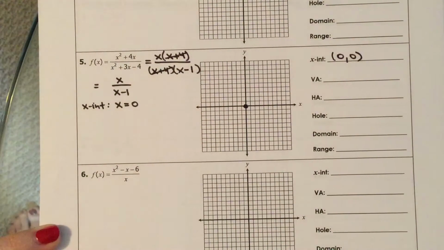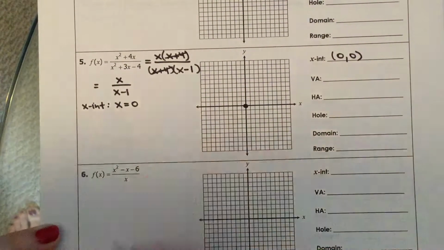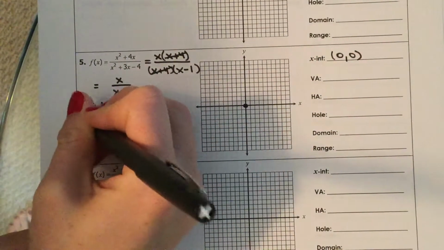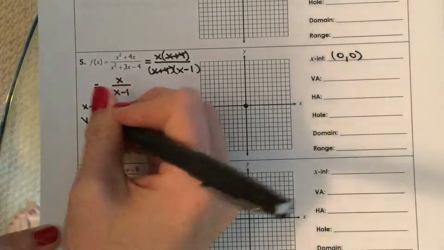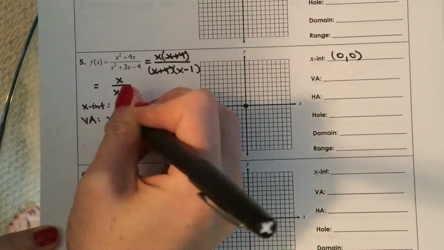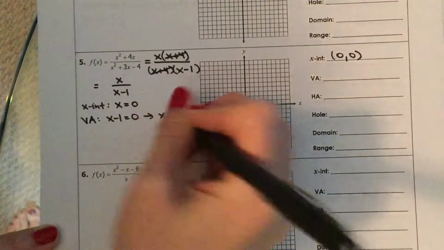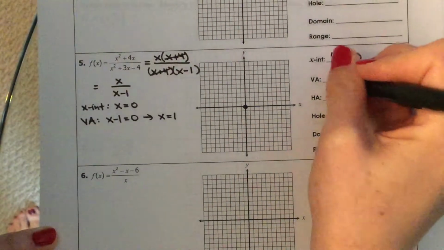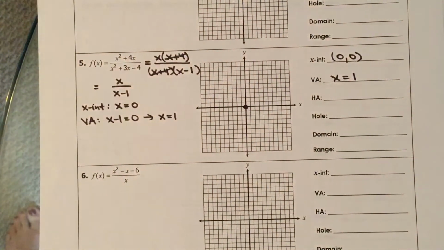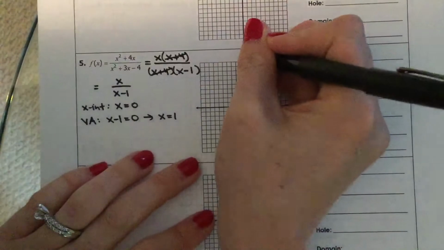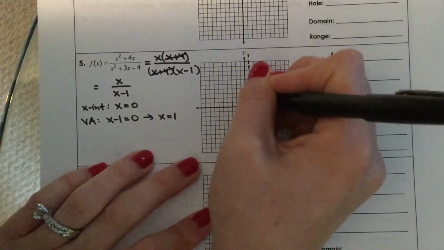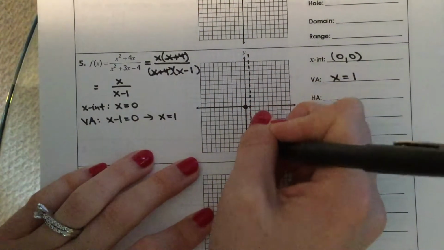And then the vertical asymptote you would get by taking the denominator and setting that equal to 0. So here I do have a denominator besides just 1. So I'm going to take x minus 1 and set that equal to 0. So add 1 to both sides. We get x equals 1. So that is a dotted line that I'm going to plot in as a vertical line. So x equals 1 is this line right here.